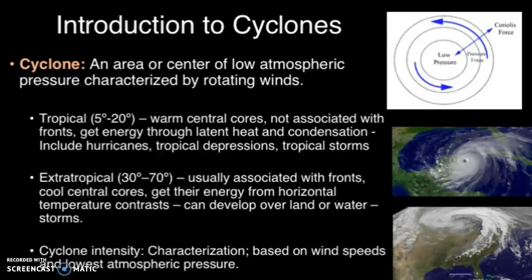Okay. So cyclone intensity, as you're seeing there, is the characterization of a cyclone. It's based on wind speeds and on the lowest atmospheric pressure felt in the cyclone overall. This system of classification is often debated, and it is based on science, politics, and also the different customs of different cultures. So it varies globally.